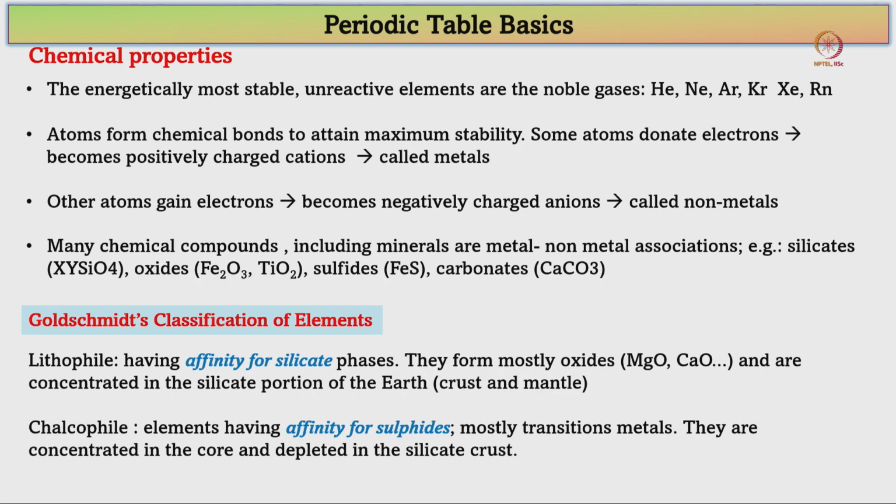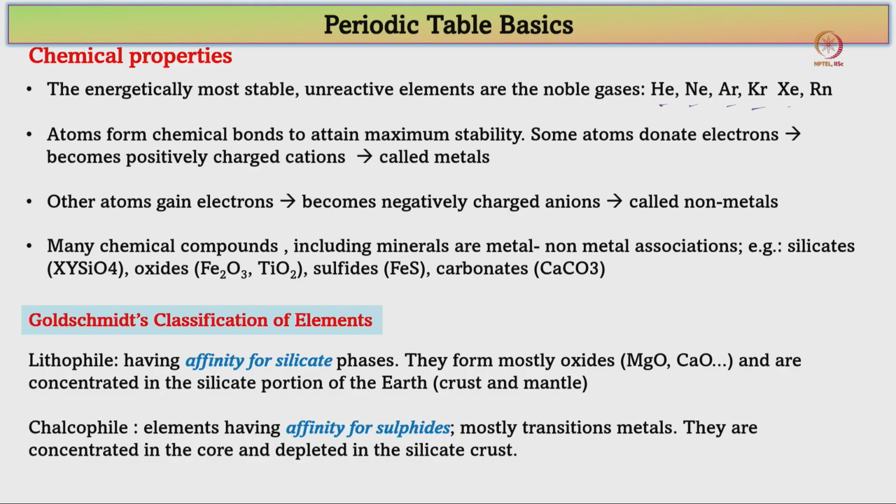Now, let us see some of the chemical properties. The energetically most stable and the most unreactive elements are of course the noble gases. So, we have helium, neon, argon, krypton, xenon and radon. These are the noble gases and they are stable. They are very unreactive, they do not want to react anymore. So, they are mostly atmophile.